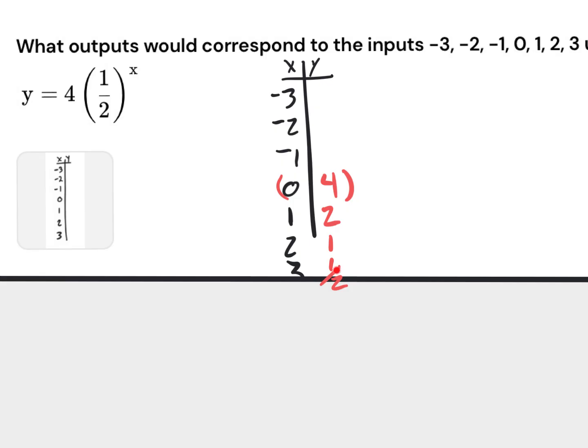So 1/2 times 2 is 1. 1 times 2 is 2. 2 times 2 is 4. 4 times 2 is 8. 8 times 2 is 16. 16 times 2 is 32. So when they ask us to state the corresponding outputs to -3, what corresponds to -3? 32. What corresponds to -2? 16. So this list, 32, 16, 8, 4, 2, 1, 1/2, that's the list that you want to represent the outputs that correspond to the given inputs.